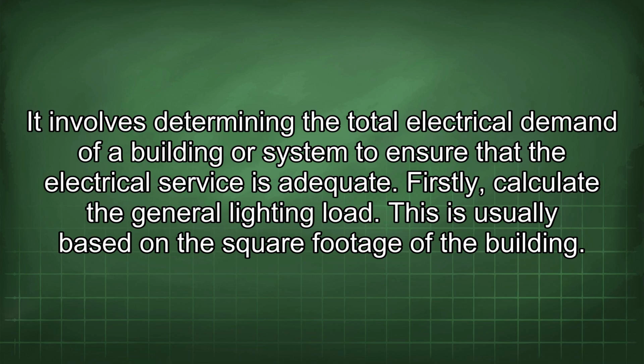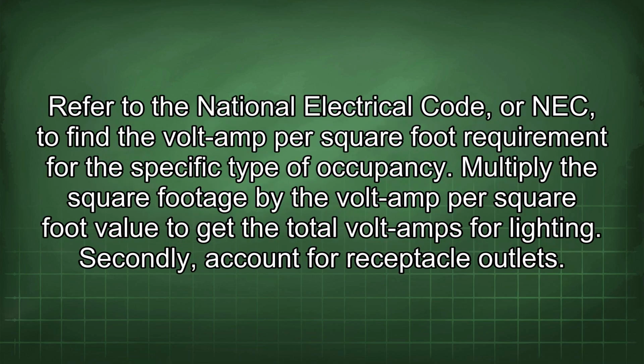Firstly, calculate the general lighting load. This is usually based on the square footage of the building. Refer to the National Electrical Code, or NEC, to find the volt amp per square foot requirement for the specific type of occupancy. Multiply the square footage by the volt amp per square foot value to get the total volt amps for lighting.